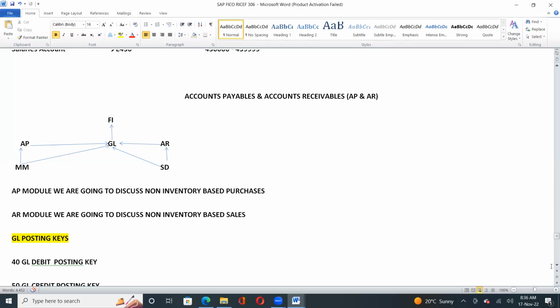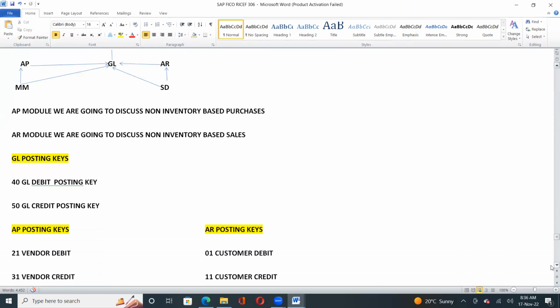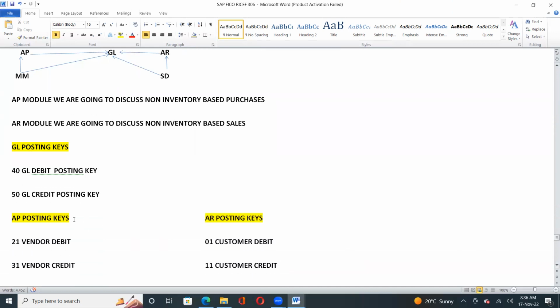We also discussed something about posting keys. In manual accounting, we call it a debit and credit line item. But here we don't have a debit concept and credit concept, DR and CR. We represent DR with a posting key for each module and CR with one posting key in each module. In the GL module, the debit posting key is 40, a two-digit number, that is GL debit, and GL credit is represented with 50. Correct?